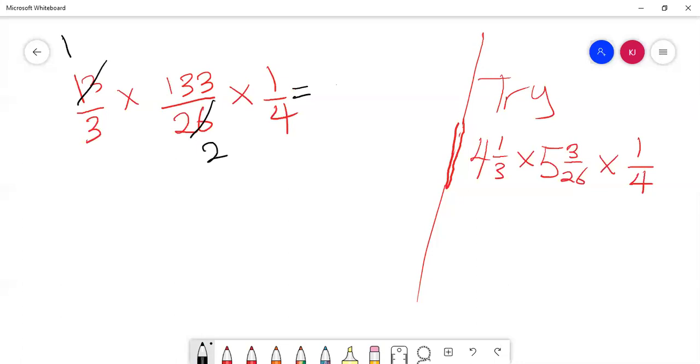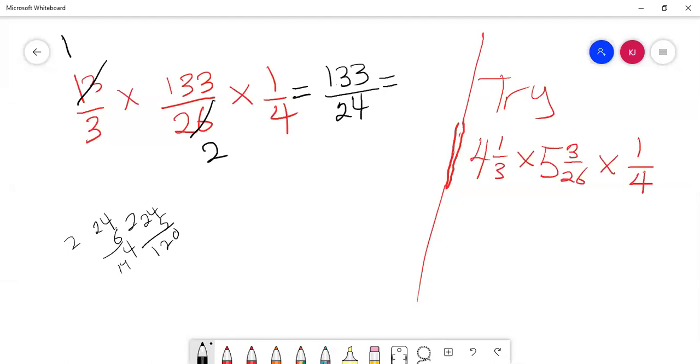So I'm just going to multiply across the top. That's 133 over 24. And then how would you simplify that? What's 24? Okay, 24 times 5, 120. So 5 remainder 13 over 24.